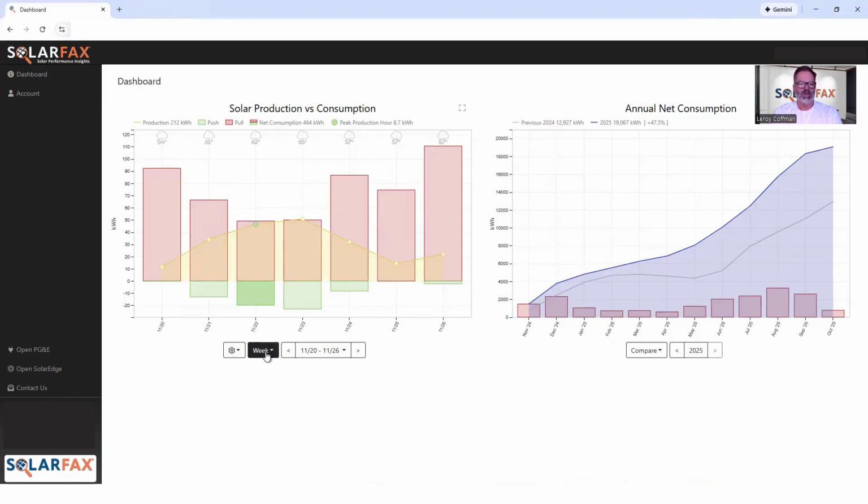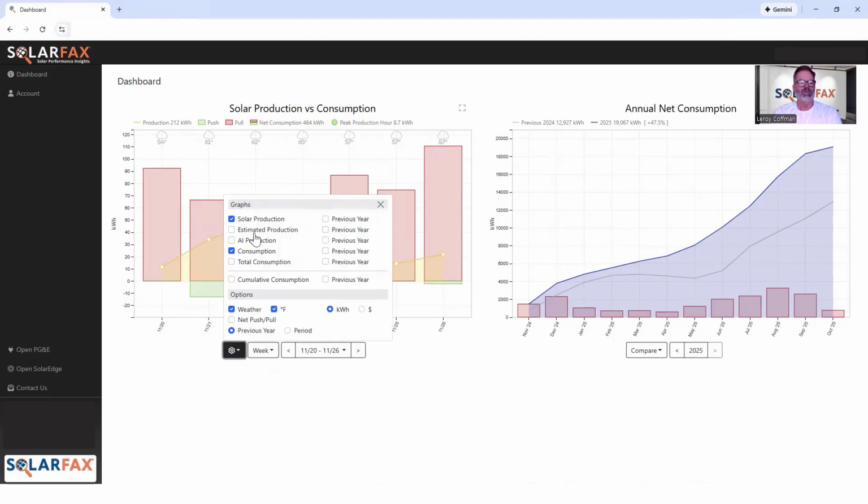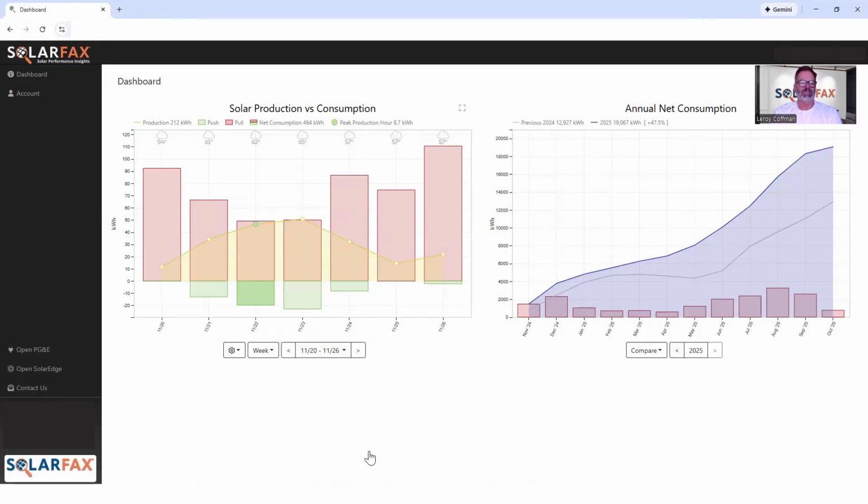And then we have a picker down here. We could choose to view the data by the day, week, month, year, or a custom date range. And then you have some other settings where you could turn on solar production for the previous year, energy consumption for the previous year, calculate total consumption. So a lot of different ways we can help you look at this data.